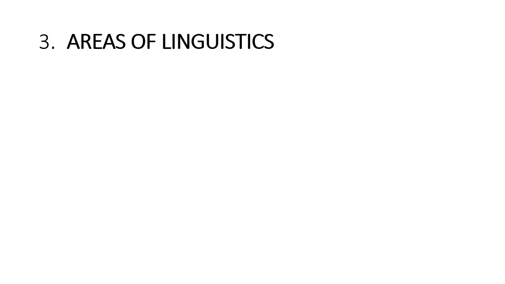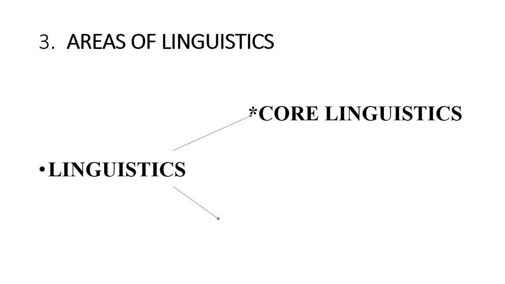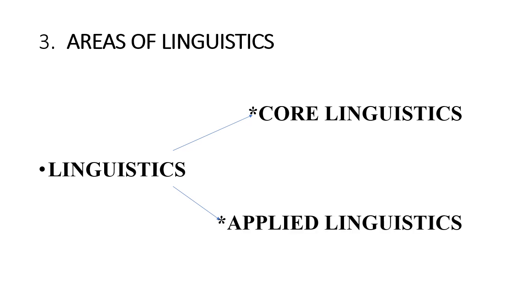Now that we know what we mean by the scientific method and what we mean by linguistics, let's look at the different areas of linguistics. We will say that linguistics has two main areas. One area is going to be what we call core linguistics, and the other area is going to be what we call applied linguistics. So now we're going to try to define each of these areas.